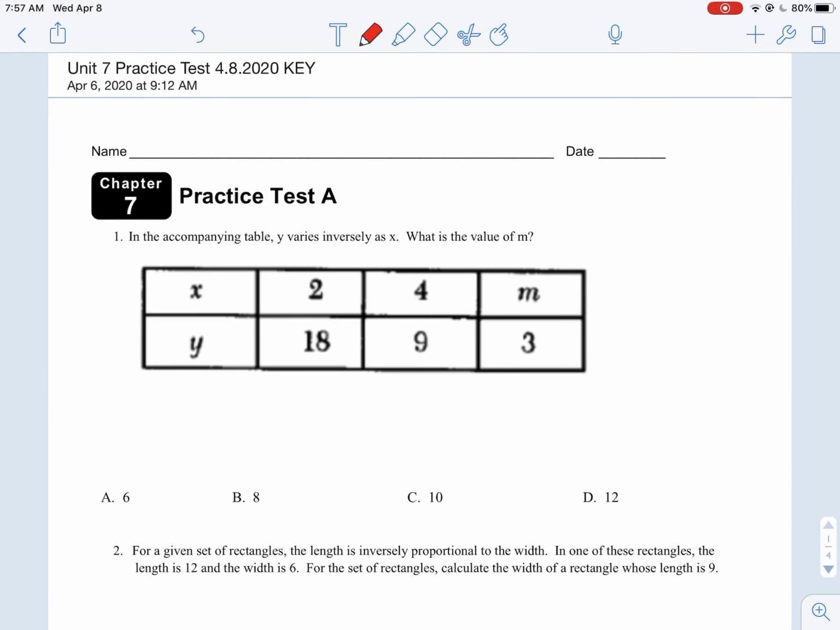Hello, let's take a look at our Unit 7 practice test and see if we can figure out some of these problems here. So what we're talking about is making the answer key for our Unit 7 practice test.